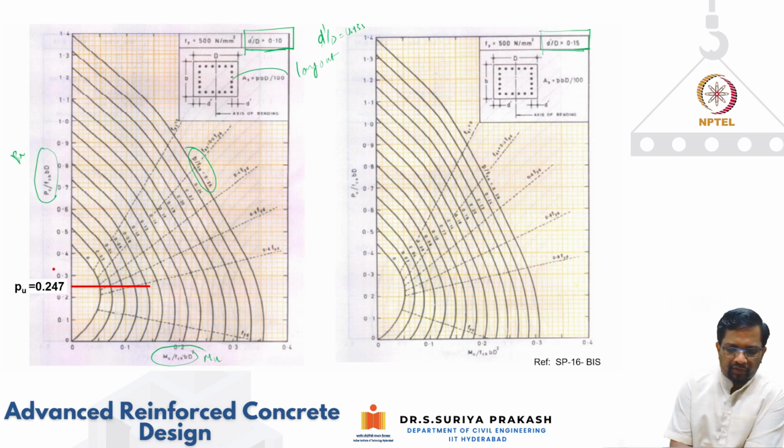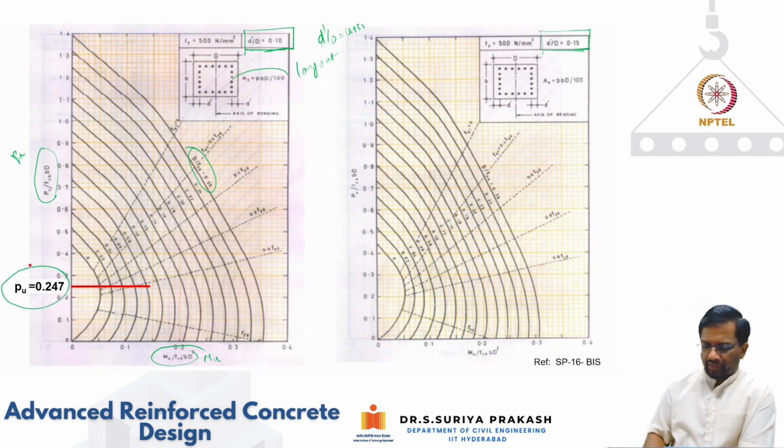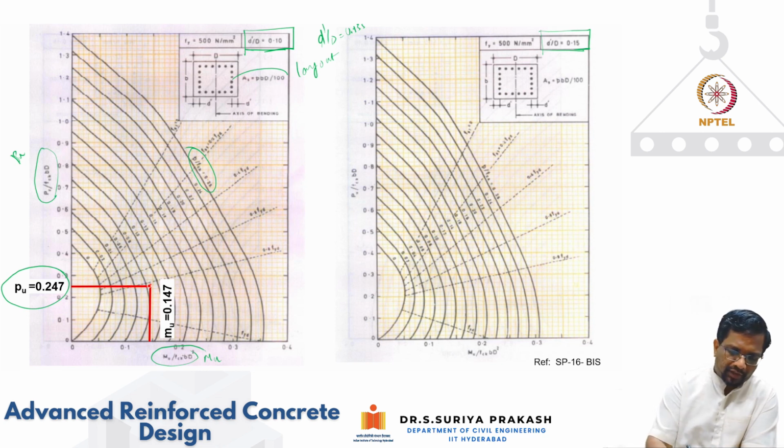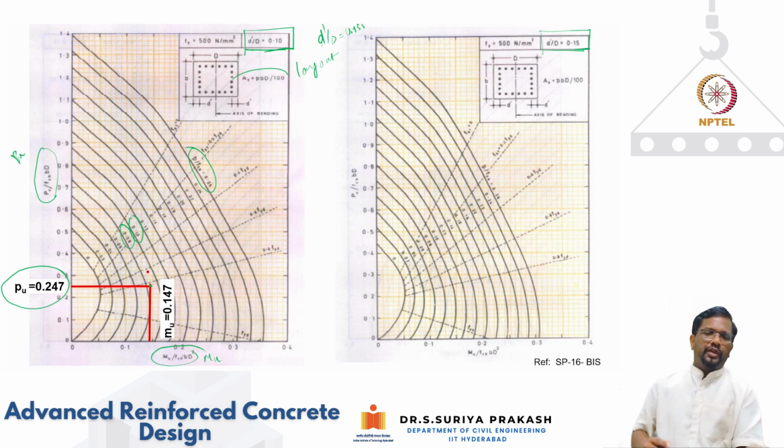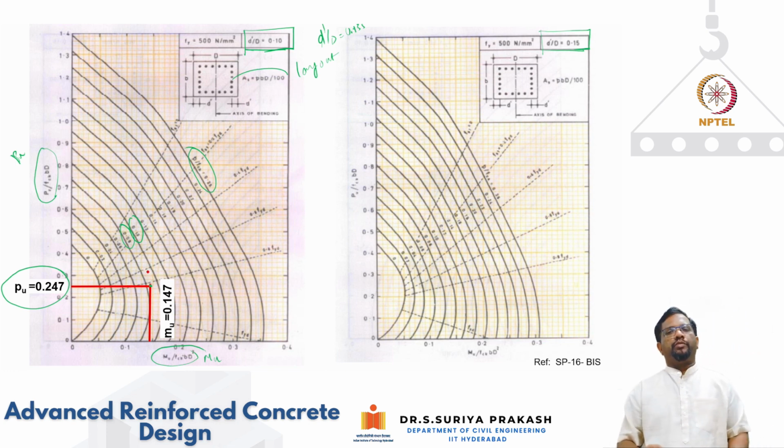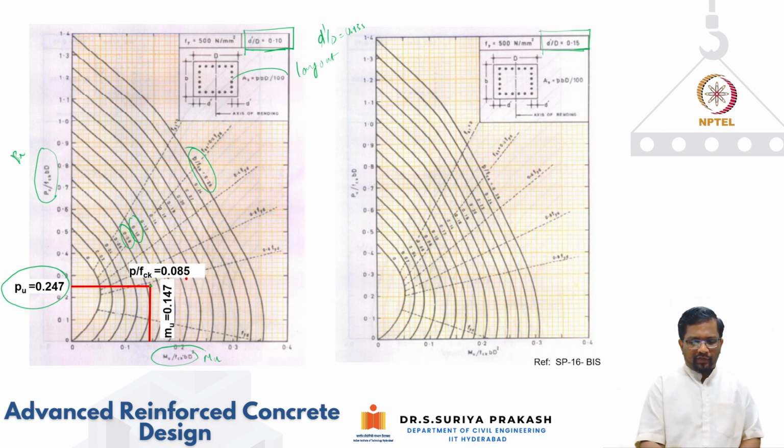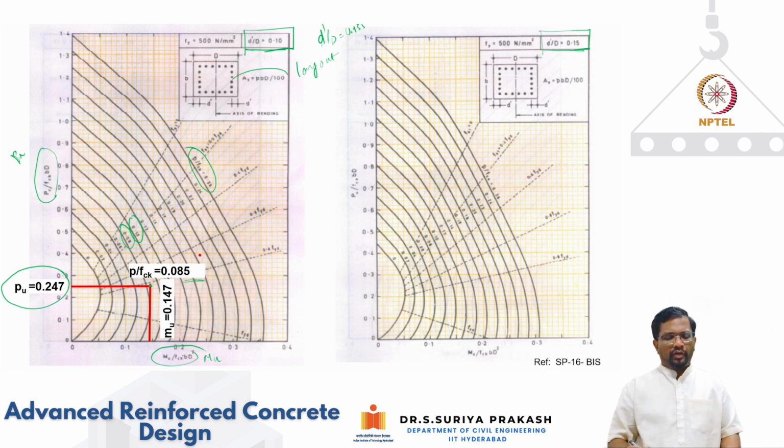Now this is the demand that we got. Pu we got was 0.247, and Mu I got a value of 0.147. So they are intersecting somewhere here. I have to choose a steel p by fck value between 0.08 here and 0.10 here. So in between, depending upon where you are, you have to do the interpolation. That's how we end up with 0.092 something from this chart. Now we do the same thing for the other chart; we get the value of 0.085, very close to 0.08. So I get p by fck of 0.085.